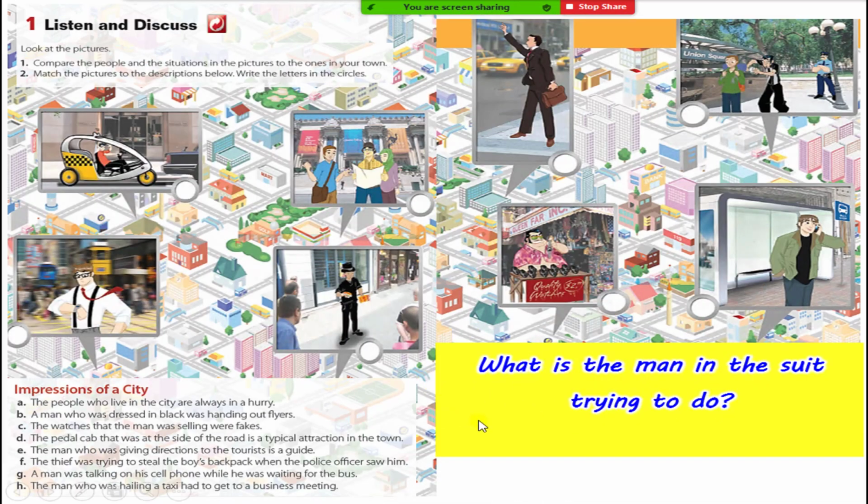Another question. What is the man in the suit trying to do? This man in suit, what is he trying to do? Okay, Ali? He is trying to stop a taxi. Yeah, very good. Thank you, Ali. He is trying to stop a taxi. Or we can say, in other words, he is trying to hail a taxi. Hail means call a taxi. Okay?